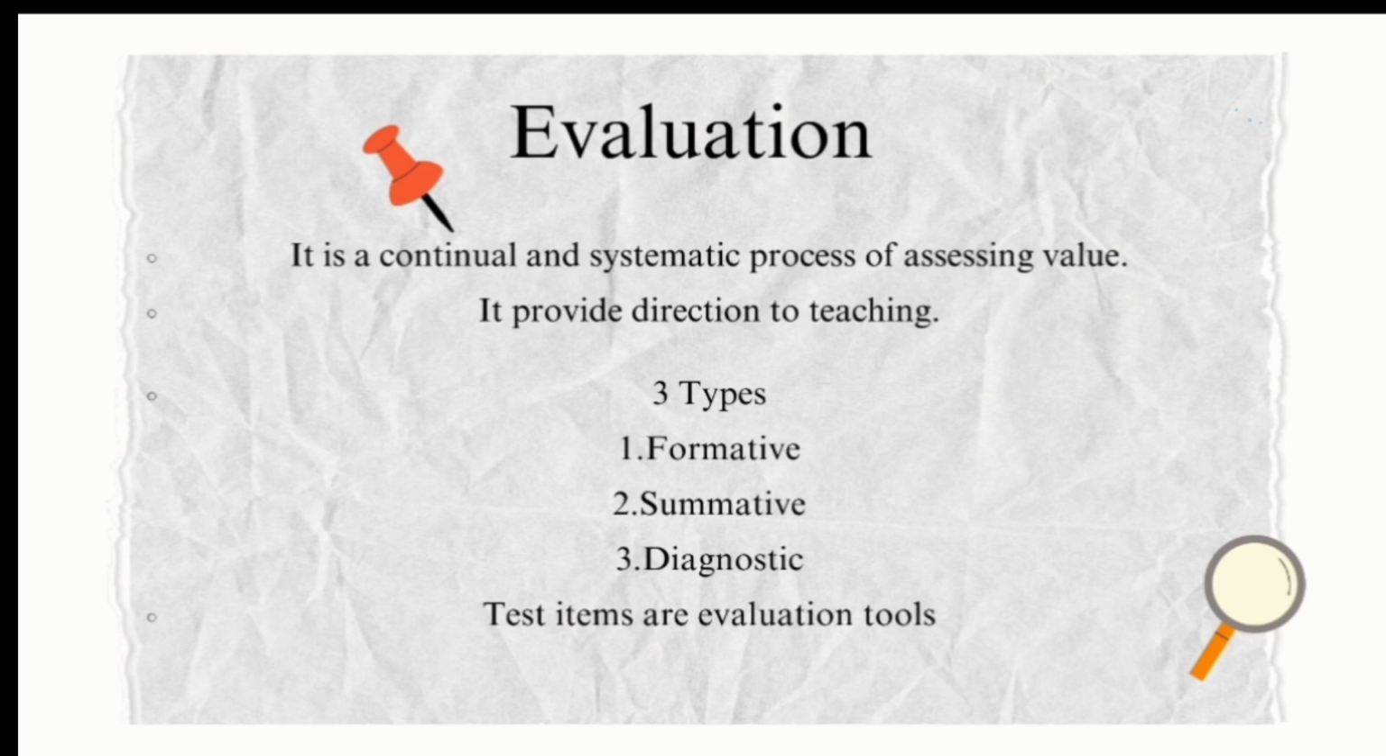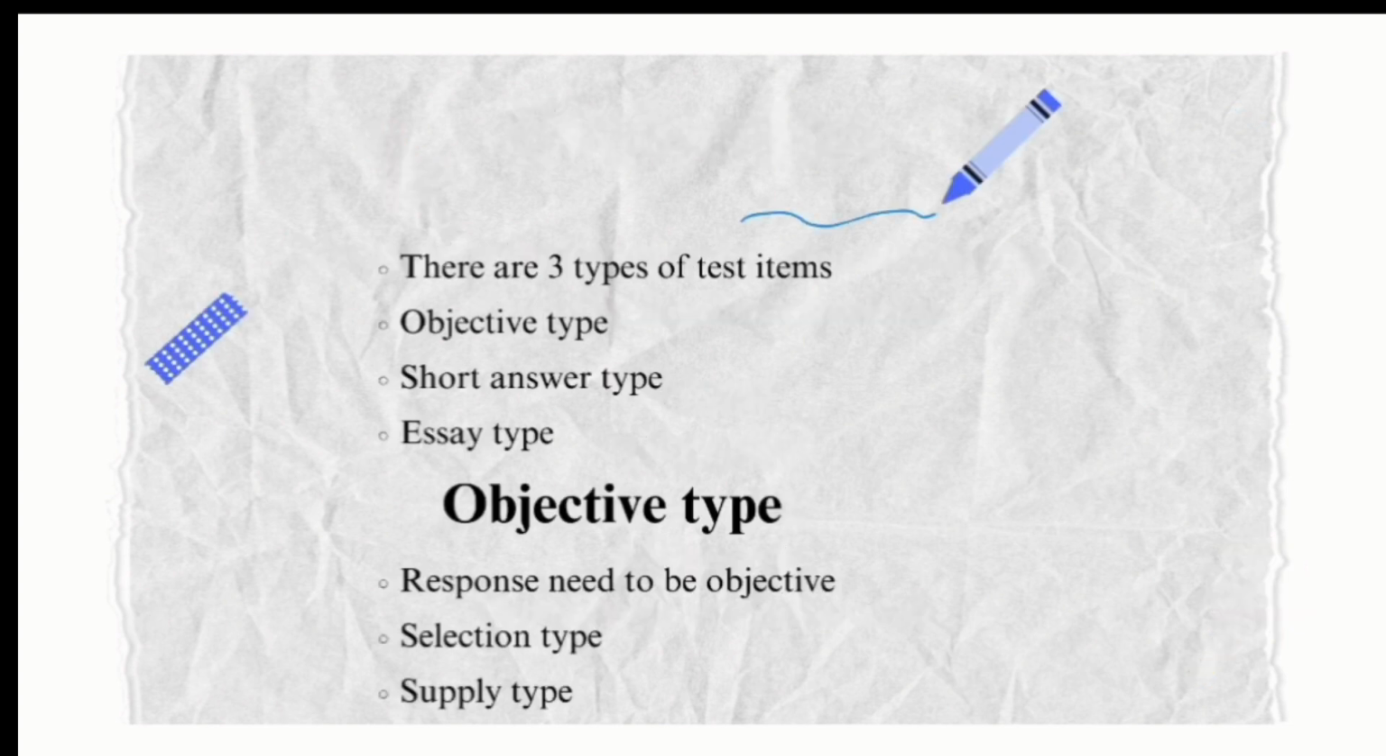Next, test items are evaluation tools. There are three types of test items. They are objective type, short answer type and essay type. So objective type test item is one in which the response needs to be objective. There are two types, selection type and supply type.